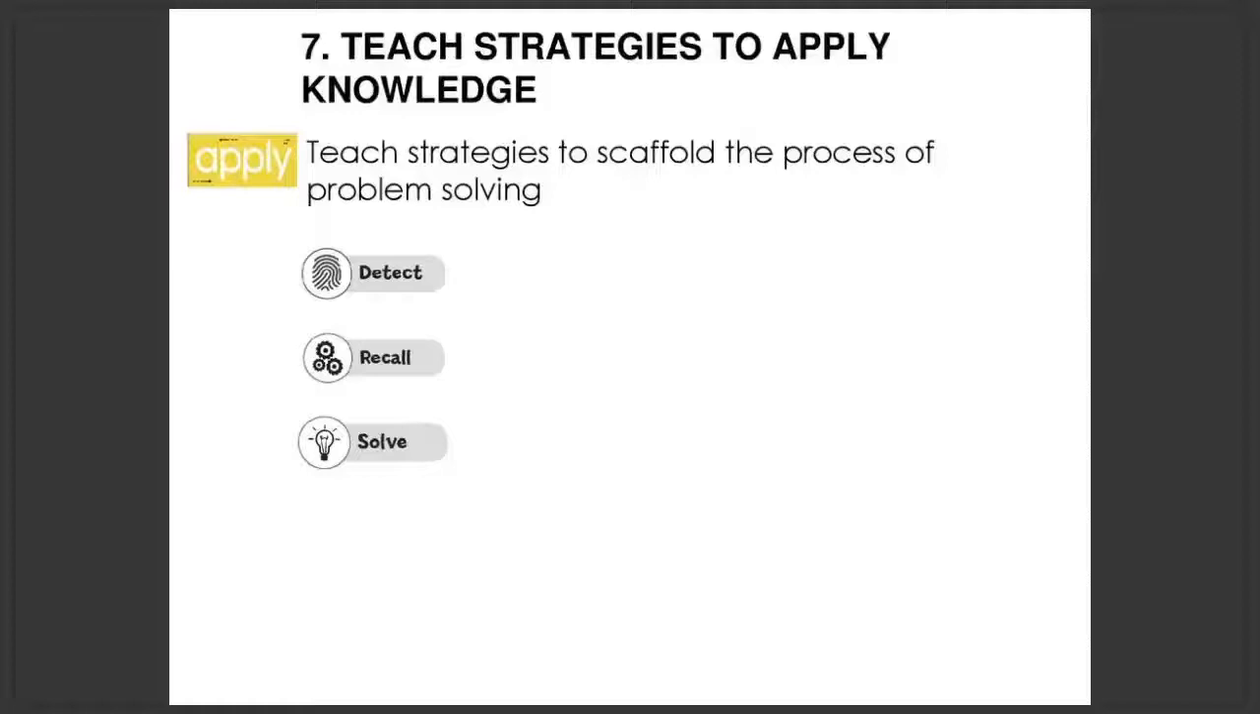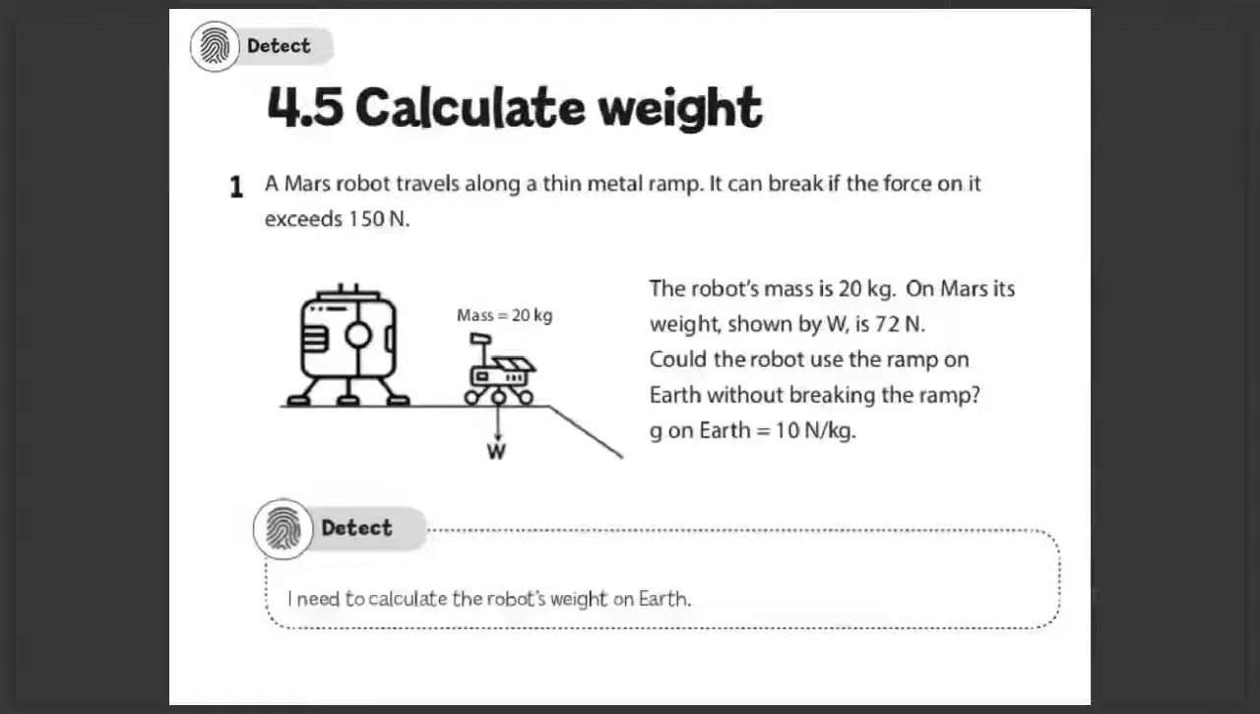And one thing we've done is we've broken up the process of problem-solving into these 3 stages: detect, recall, and solve. And also we use a worked example. So you as a teacher can go through an example and explain how to answer the question, and then they have a go at their own questions. So if we just quickly look at the 3 stages, here's an example of an apply question. This is a physics question about calculating weight.